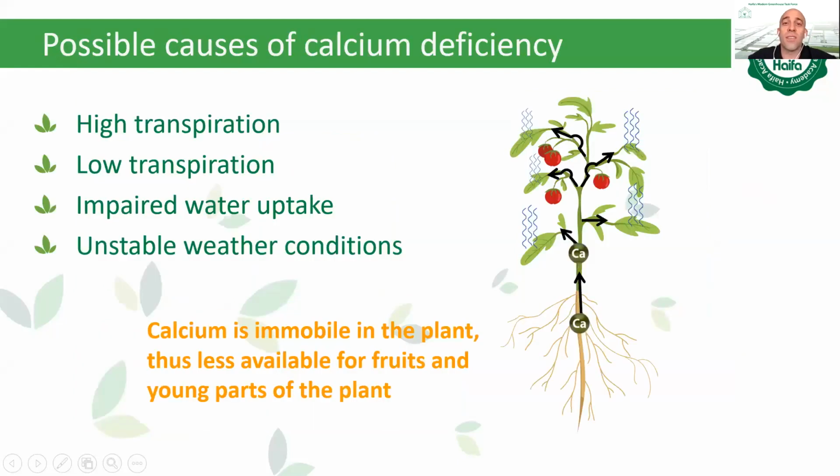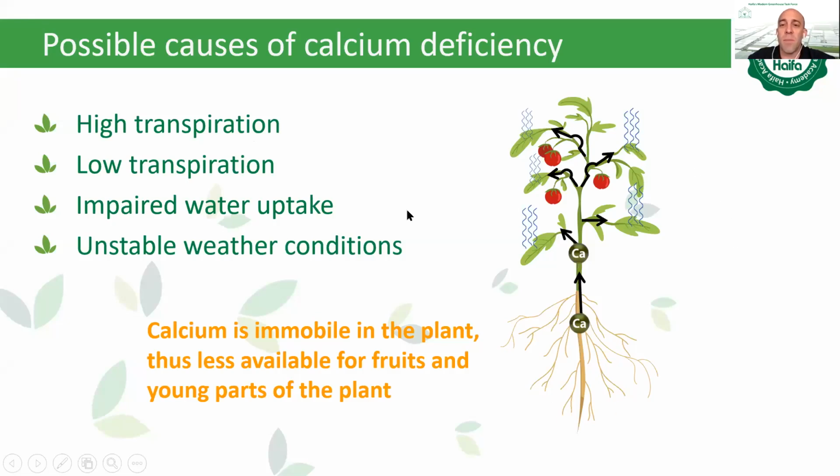What are the causes of calcium deficiencies? So the main cause of calcium deficiency, of course, is its availability. Since calcium is not a mobile nutrient and is taken up by the plant through the water flow, that means that conditions that impair water uptake, like high transpiration, for example, and low transpiration, will impair calcium uptake. This is on the right.